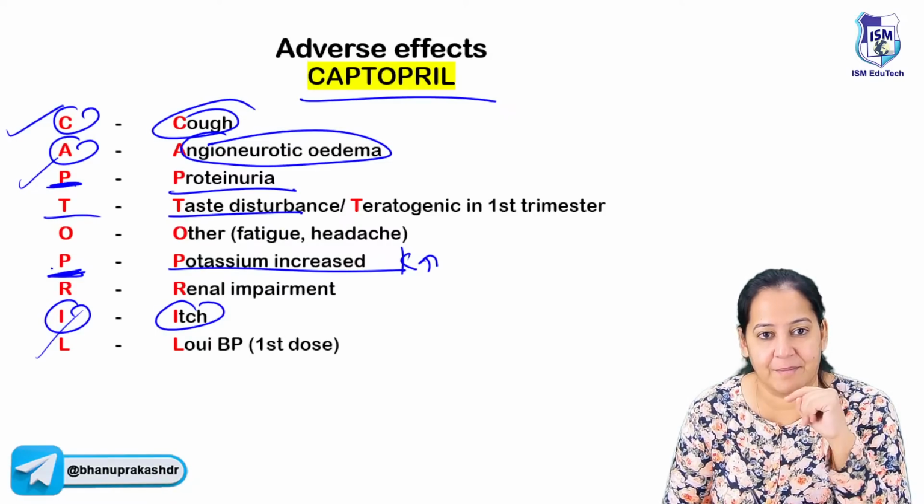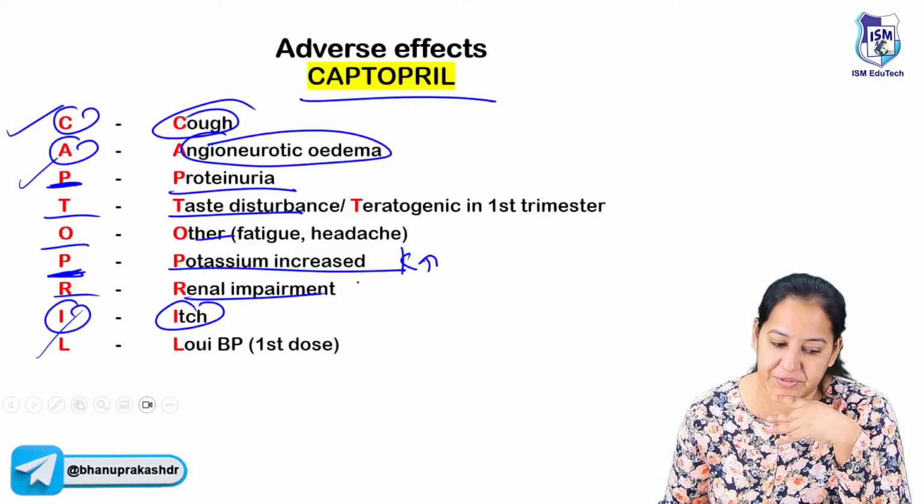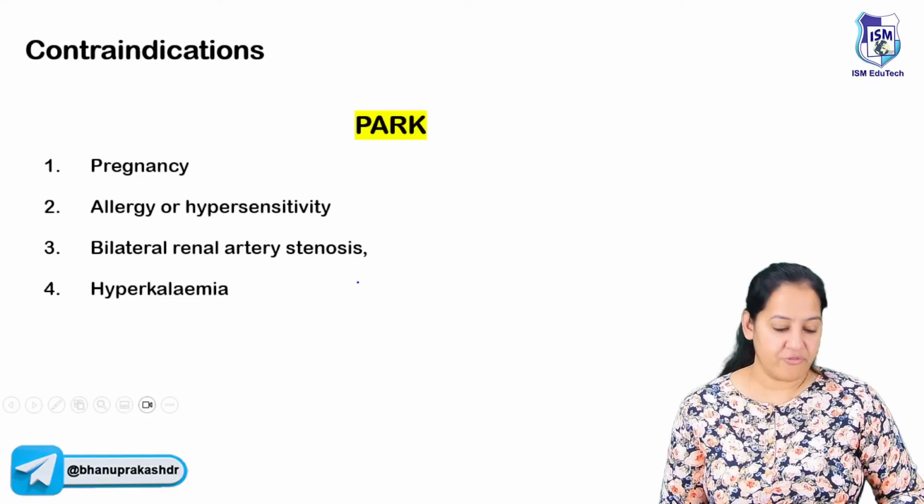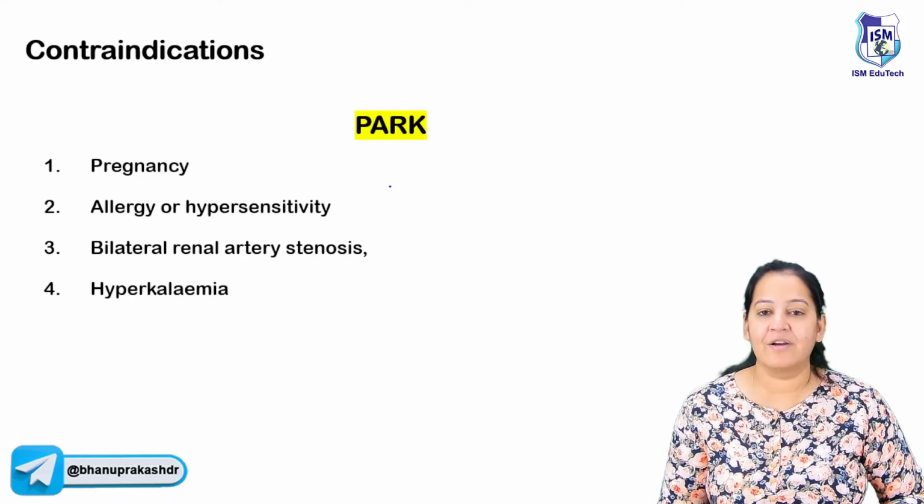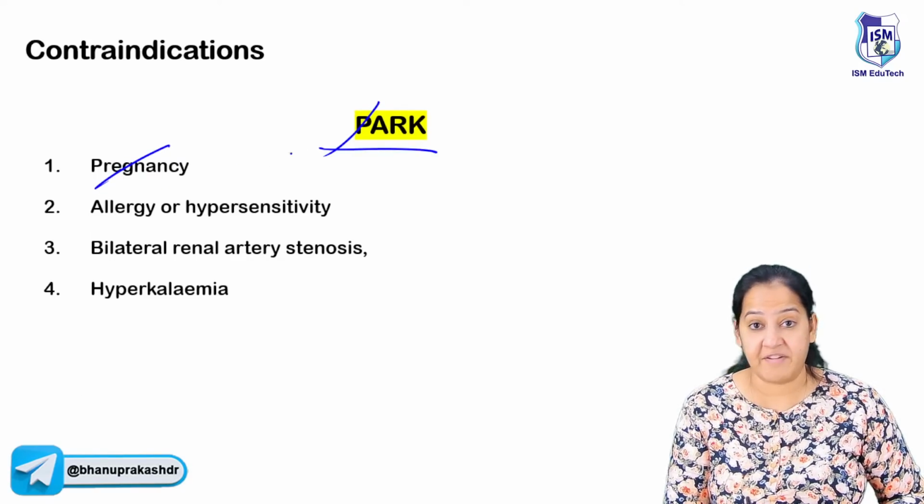The taste gets disturbed. O is others, it's non-specific, and R is renal impairment. Renal impairment. So please learn it. Please learn it. Contraindication is PARC. Absolutely right, contraindication is PARC. Never give it in pregnancy. It's teratogenic. Never. P for pregnancy.